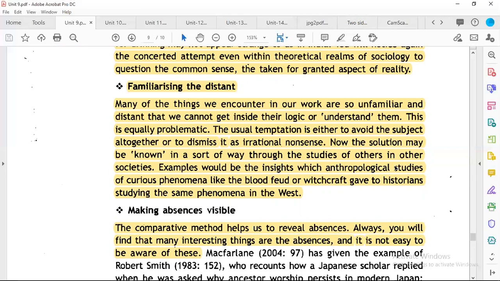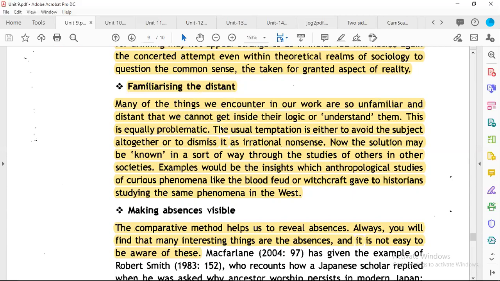The food habit depends on the culture, on the territory, on the geography, on the history. So only by comparing the food habit, by comparing the culture of food habit, we get to know that what is unfamiliar for us, or what was distant for us, became familiar for us. Familiarizing the distant, that is the second point.